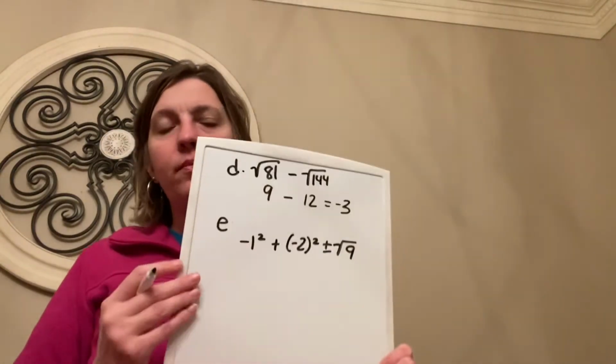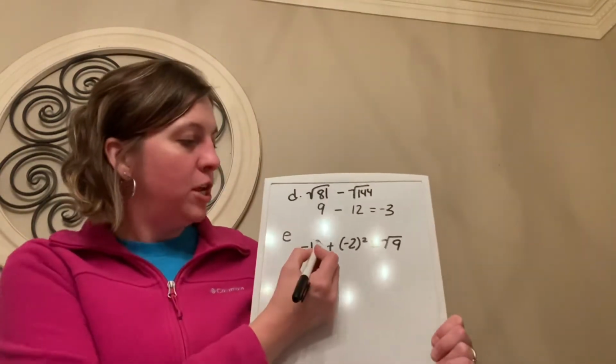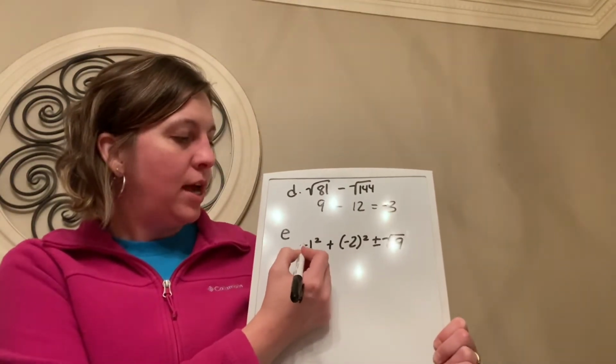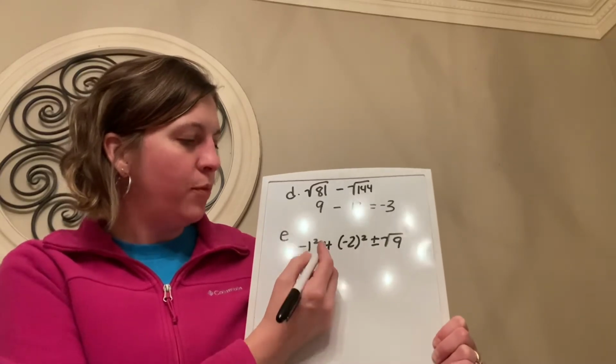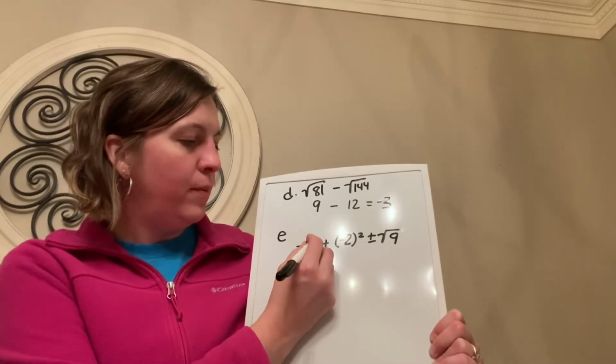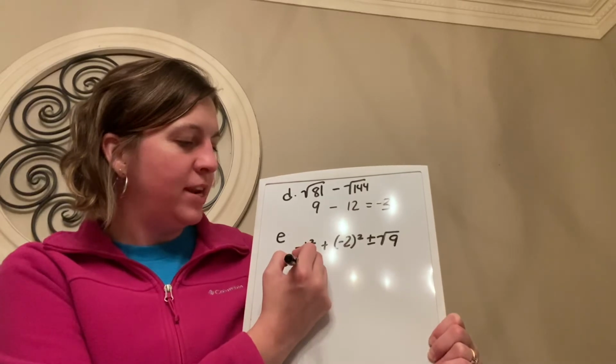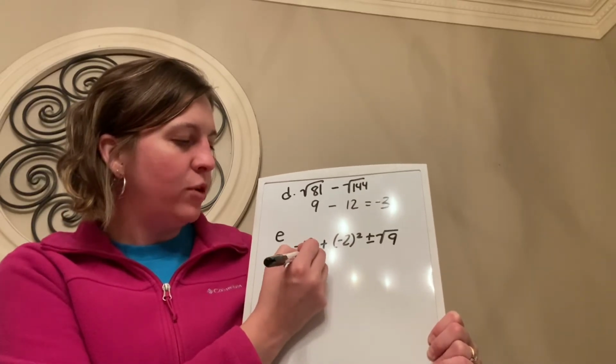Now, letter E says -1 squared plus -2 squared plus or minus the square root of 9. One thing I want to point out to you, the square is not touching the negative since there's no parentheses around it. So 1 squared is 1, but I've still got the negative. So it's like saying -1 times 1.